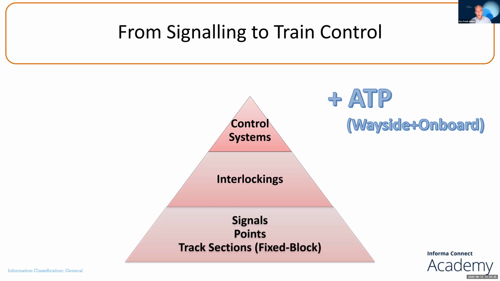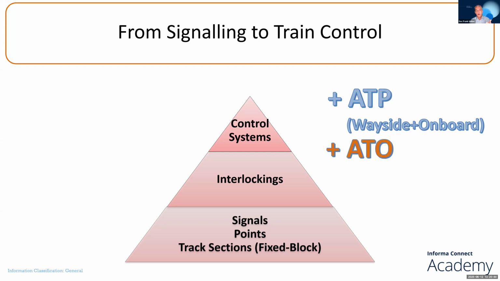So now we come to modern train control, or in other words, high performance signaling. Sometimes this is called digital signaling. Sometimes this is called high capacity signaling. These terms are all more or less interchangeable.